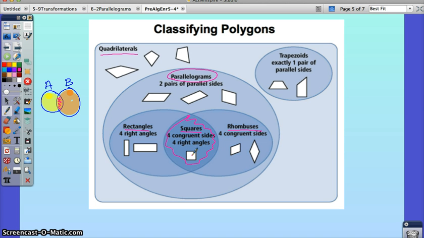They could have longer sides, but they have to have 4 right angles and 4 congruent sides. Some rhombuses, though, are just rhombuses and they're not squares, and some rectangles are just rectangles. All 3 of these are always parallelograms, and all parallelograms are quadrilaterals. A parallelogram is just 2 pairs of parallel sides.